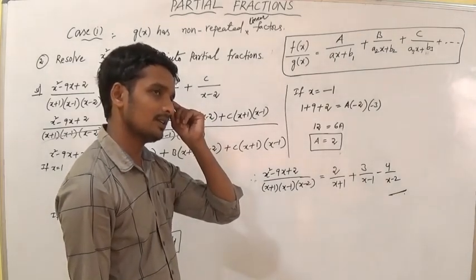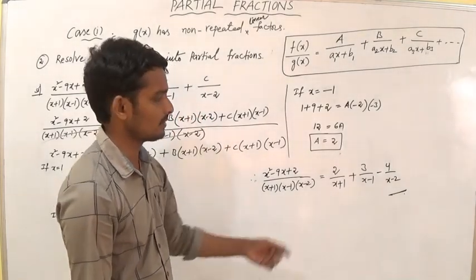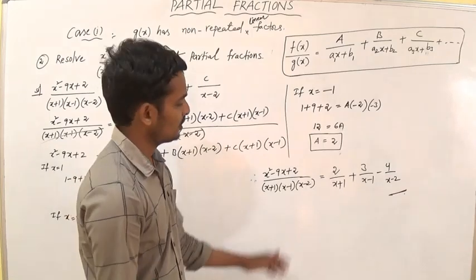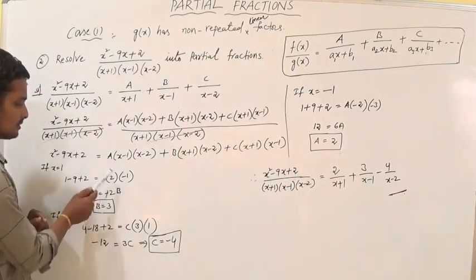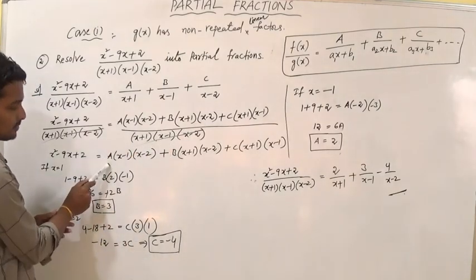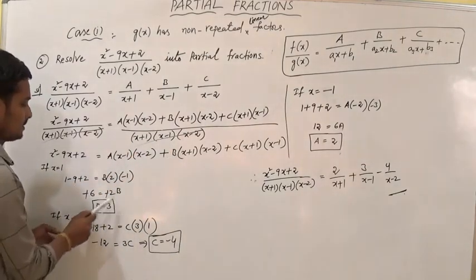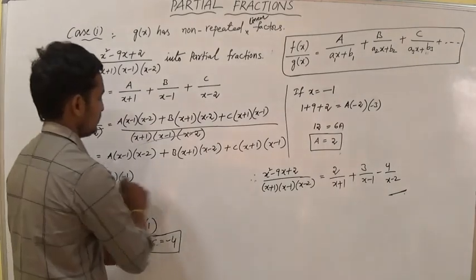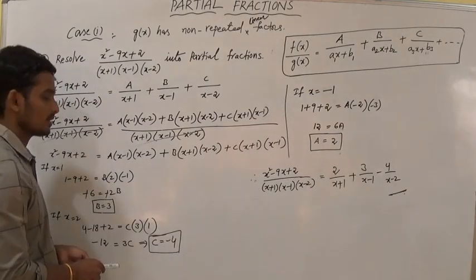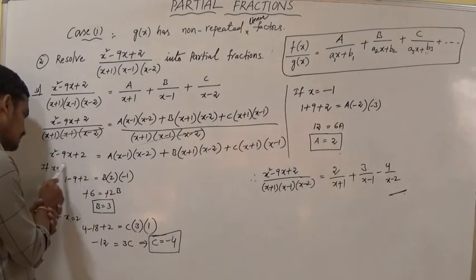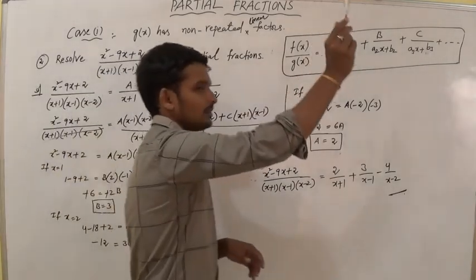But if we have a doubt in our mind, is this right or wrong? Then you have to verify yourself. How can we verify? No need to write all the steps. Here you can use this step. Here A is equal to 2, substitute A here. In the place of B, 3. Here C is minus 4. Then you can solve this equation. If you get x square minus 9x plus 2, your problem is absolutely correct.